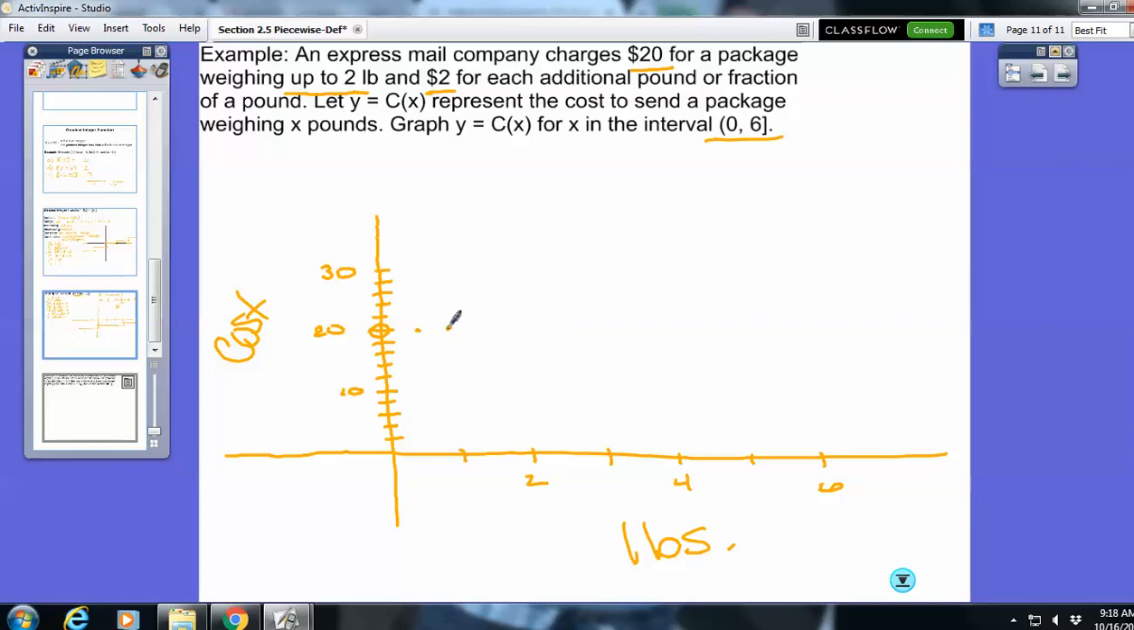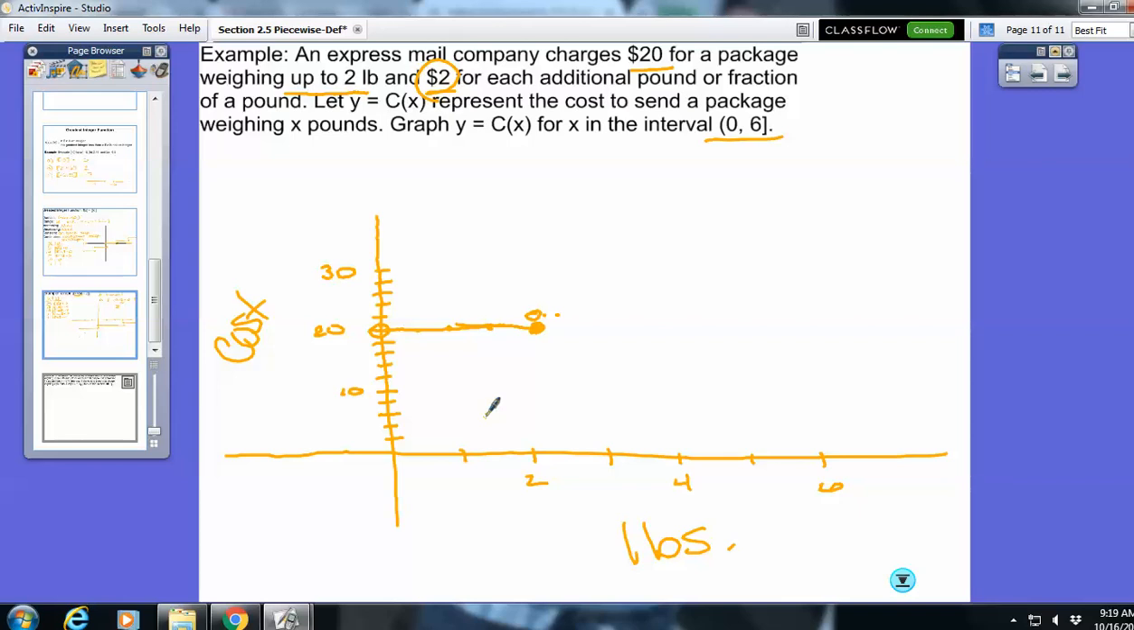So if it weighs half a pound, you're paying $20. If it weighs 1 pound, you're paying $20. If it weighs 1.5 pounds, you're paying $20. If it weighs 2 pounds, you're still paying that $20. But as soon as you hit 2.1 pounds, what happens to your cost? Not to 30. It goes up to 22. So anything over 2, I'm going to go up to 22. I'm going to start with an open circle, so that I can show as soon as I hit 2.1 or 2.2, I'm paying 22.